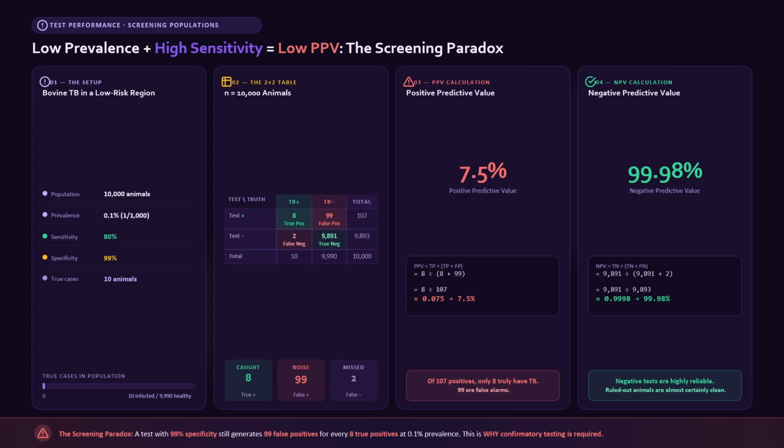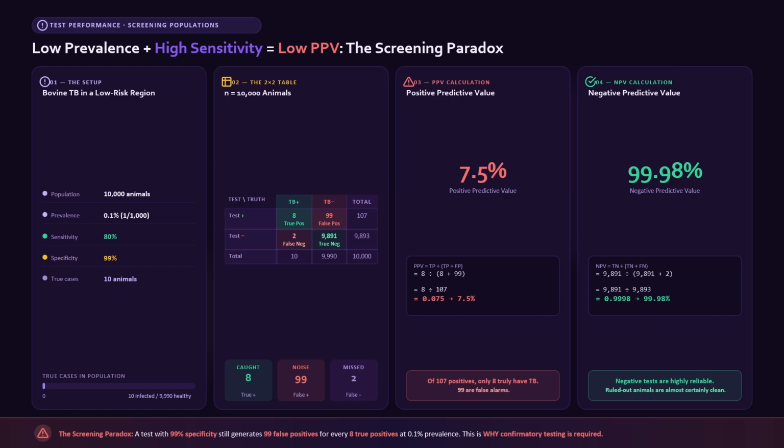Here's an ACVPM tip. Know the 2x2 table cold and be ready to compute sensitivity, specificity, positive predictive value, and negative predictive value straight from the cells. In screening scenarios, PPV is almost always lower than your gut says because prevalence is low. When a question hands you a quote surprising number of false positives, that's the prevalence effect. Name it.